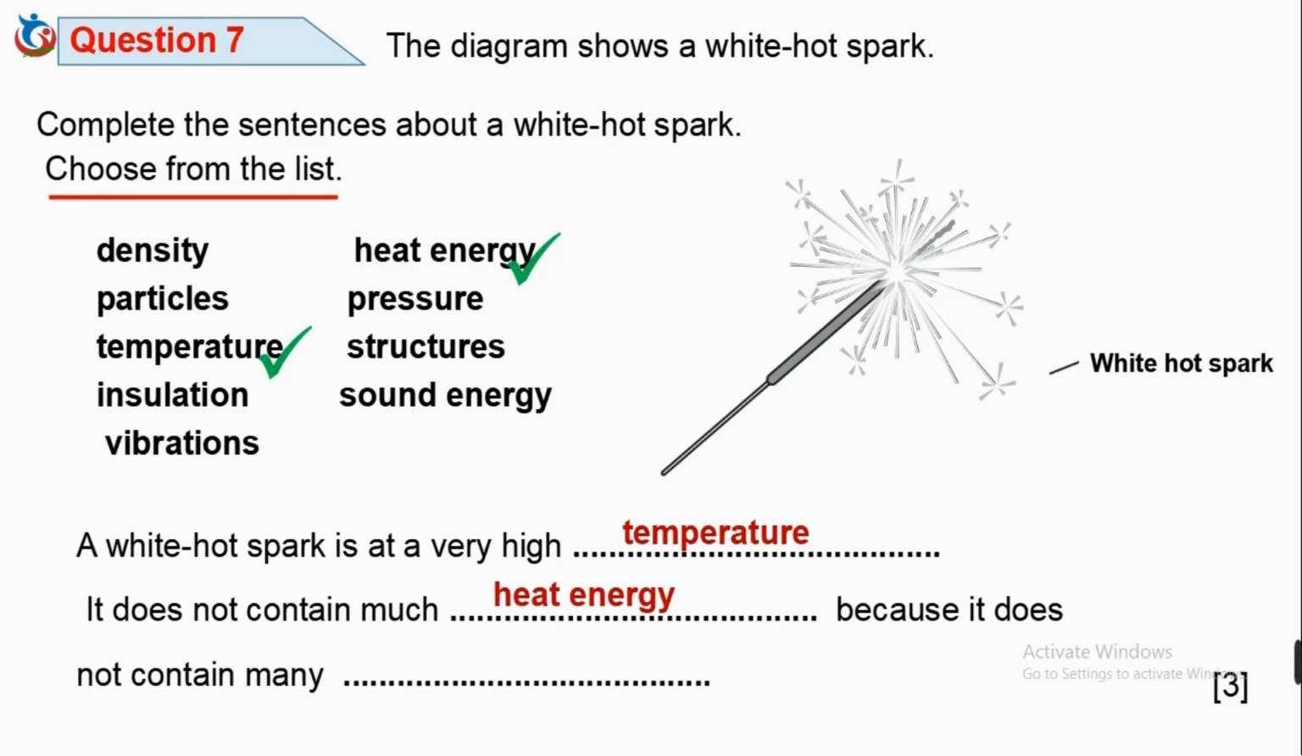Now putting temperature and heat energy into the question, we can now say that a white hot spark is at a very high temperature, it does not contain much heat energy because it does not contain many dash. So the answer to this is particle.